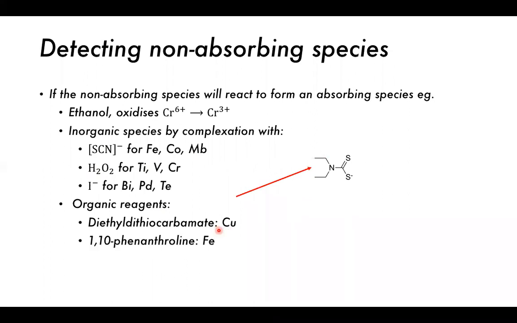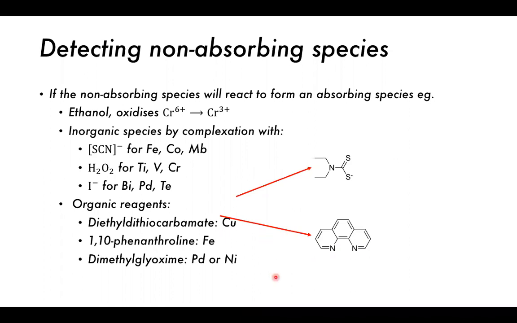Then we've got 1,10-phenanthroline for iron. This is phenanthroline here, and that should go with iron. And then we have, of course, our palladium or our nickel. That can coordinate with dimethylglyoxime. So this is something that coordinates to palladium or nickel.